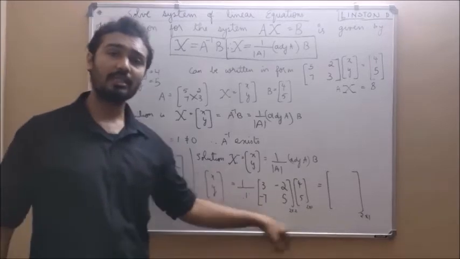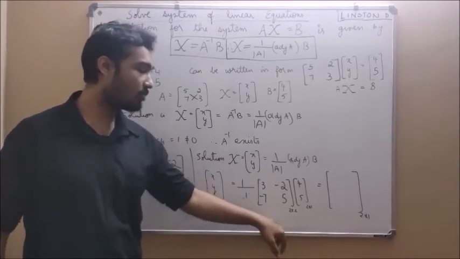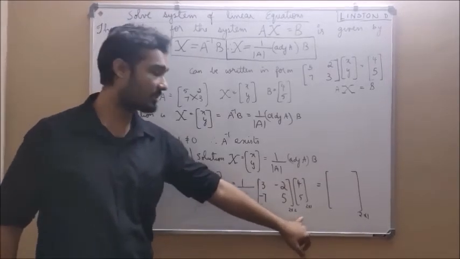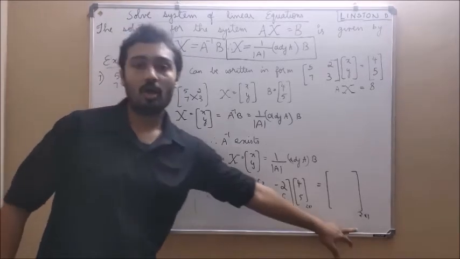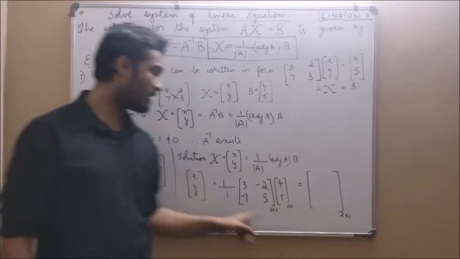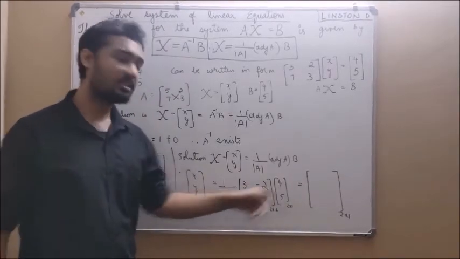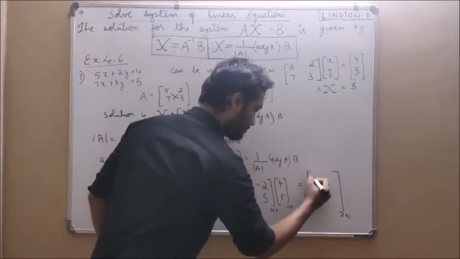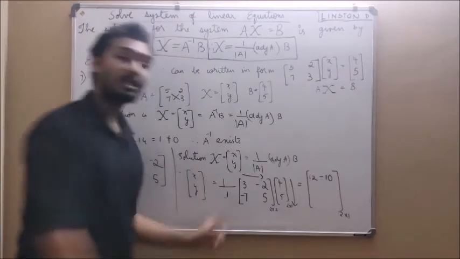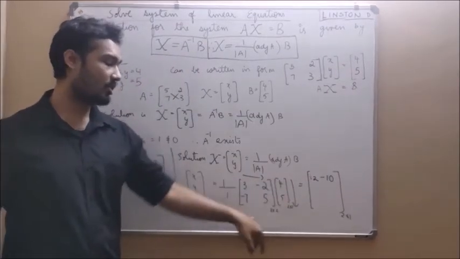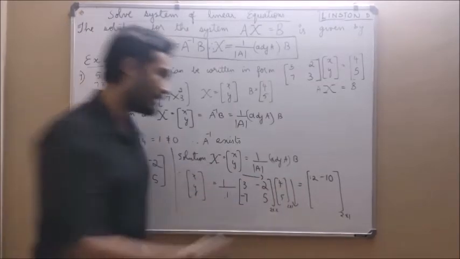Now we have to multiply this adjoint A into b. How to multiply? This is a 2 cross 2 matrix and this is a 2 cross 1 matrix. The 2 and 2 are the same, so the order of the new matrix is 2 cross 1. Multiply. 3 4s are 12, minus 5 2s are 10. You multiply row into column. So second row into column: minus 7 4s are 28.